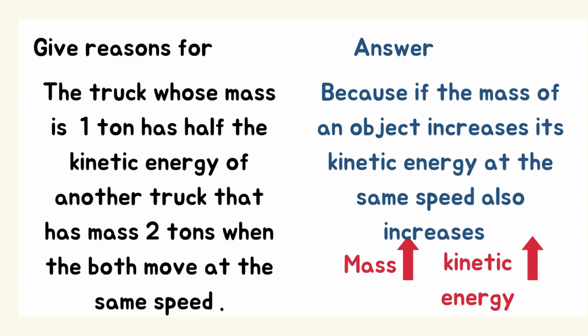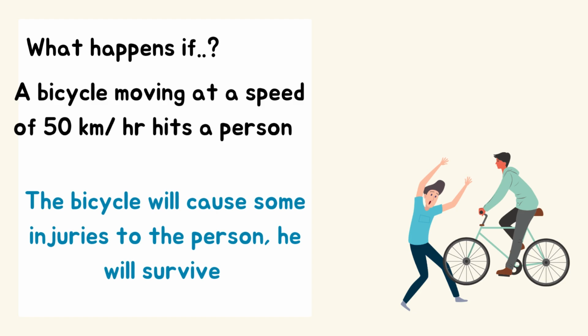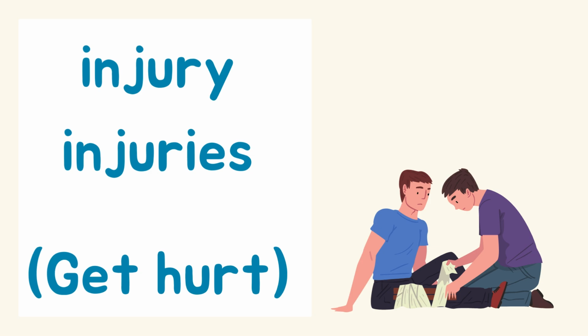To continue understanding this point, we have here what happens if a bicycle moving at a speed of 50 km per hour hits a person. Here the person collides with a bicycle, so the bicycle will cause some injuries to the person. What is the meaning of injury? To get hurt, okay? And it will cause less damage, because the bicycle has small mass.